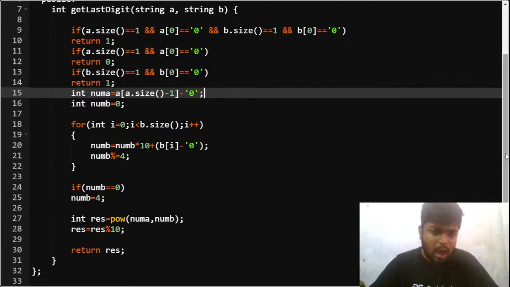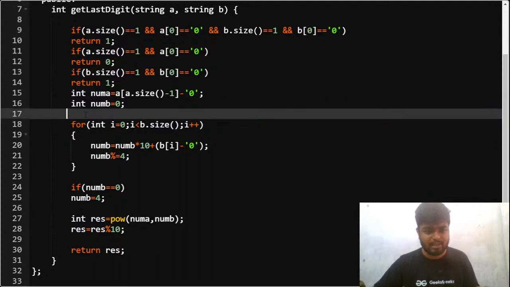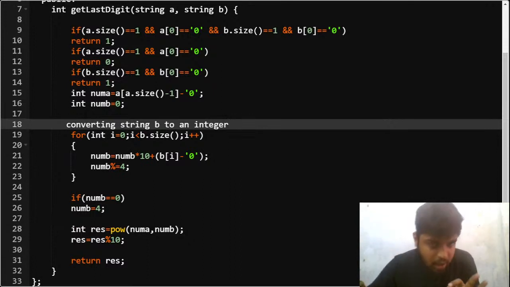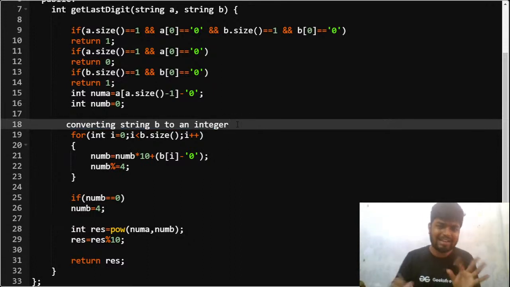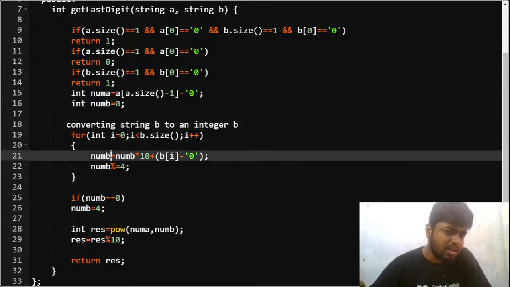This is what I'll do. Now I'll convert b to an integer. In this function below, I am converting string b to an integer b. I'm iterating from the start, and simply as you do for finding the digits or reversing a number, you must have done that in basic number problems. So that is what I'm doing. Num b is the actual string b in integer, right?